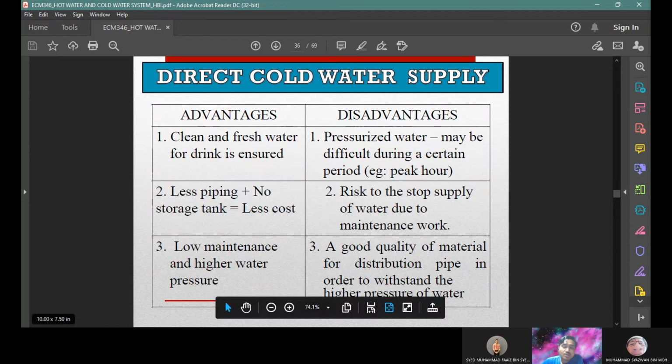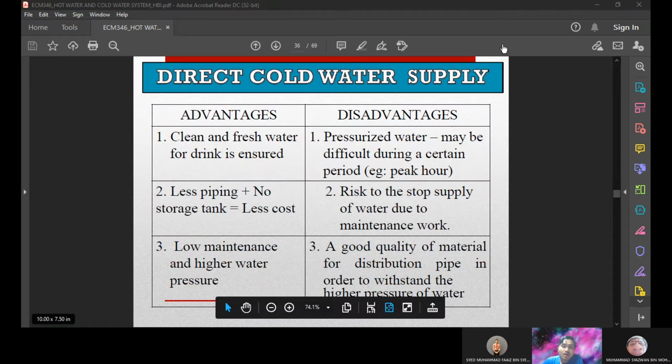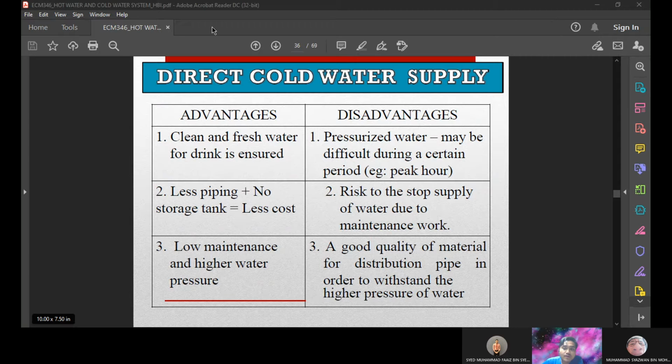The advantages of the direct cold water system, cold water supply: clean and fresh water for drinking is ensured. Less piping plus no storage tank equals less cost. Low maintenance and higher water pressure.